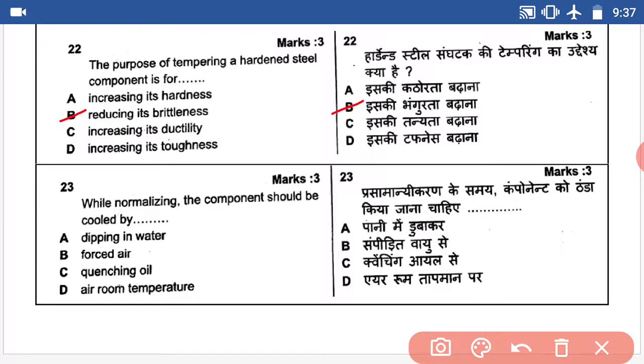Question number 23. While normalizing, the component should be cooled by dash. This question answer air, room temperature. This question answer D.